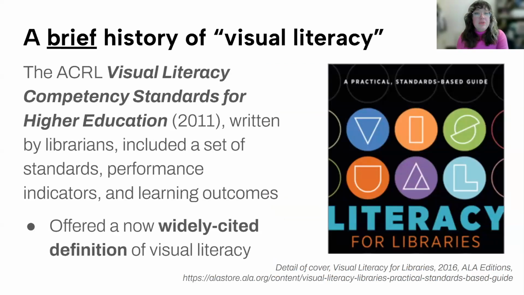For librarians, a major milestone in the history of visual literacy was the publication of the ACRL Visual Literacy Competency Standards in 2011 as a companion to the Information Literacy Competency Standards. This guidance document offered what is now probably the most widely used definition of visual literacy, which is: visual literacy is a set of abilities that enables an individual to effectively find, interpret, evaluate, use, and create images and visual media.